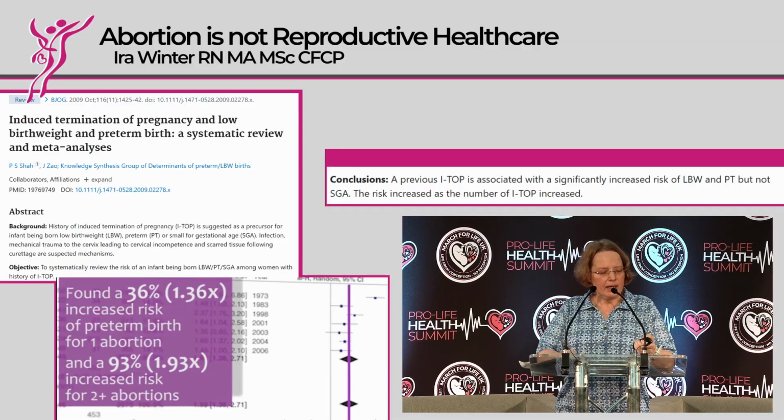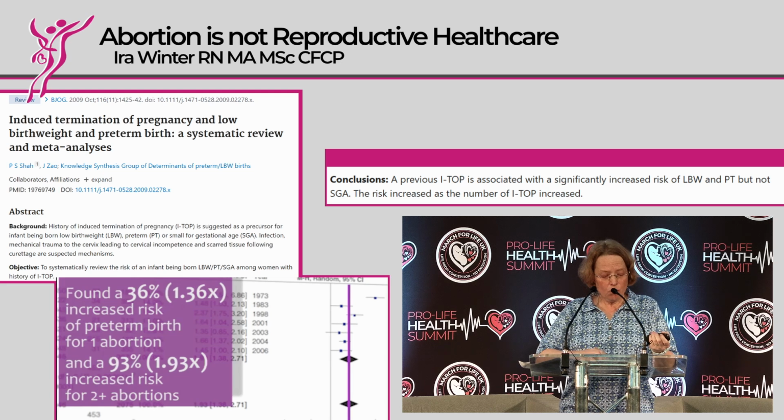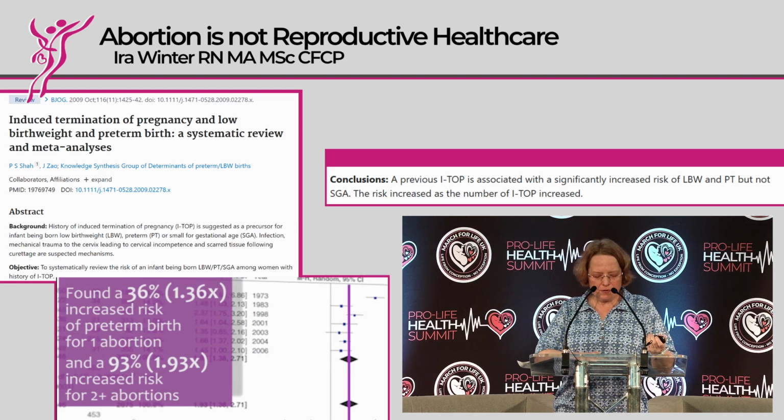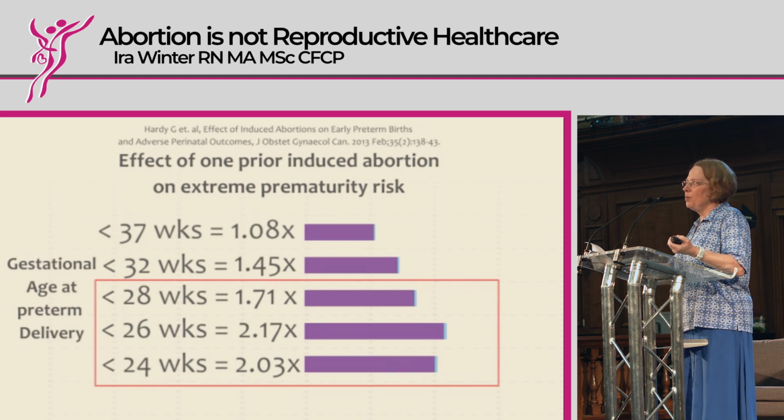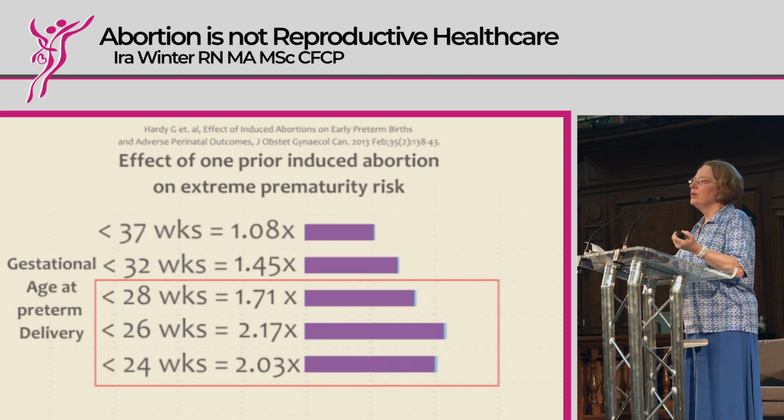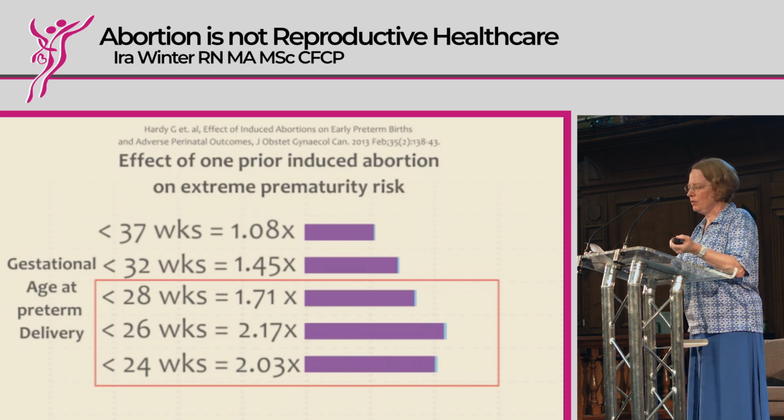We should be asking, why does this happen? Here in one study, they look at it and come to the conclusion that a previous induced termination of pregnancy is associated with a significant increase in risk in low birth weight or preterm baby. And here in another study, you can see that in the lowest line, the risk factor is doubled for a baby in a subsequent pregnancy to be born before 24 weeks gestation.